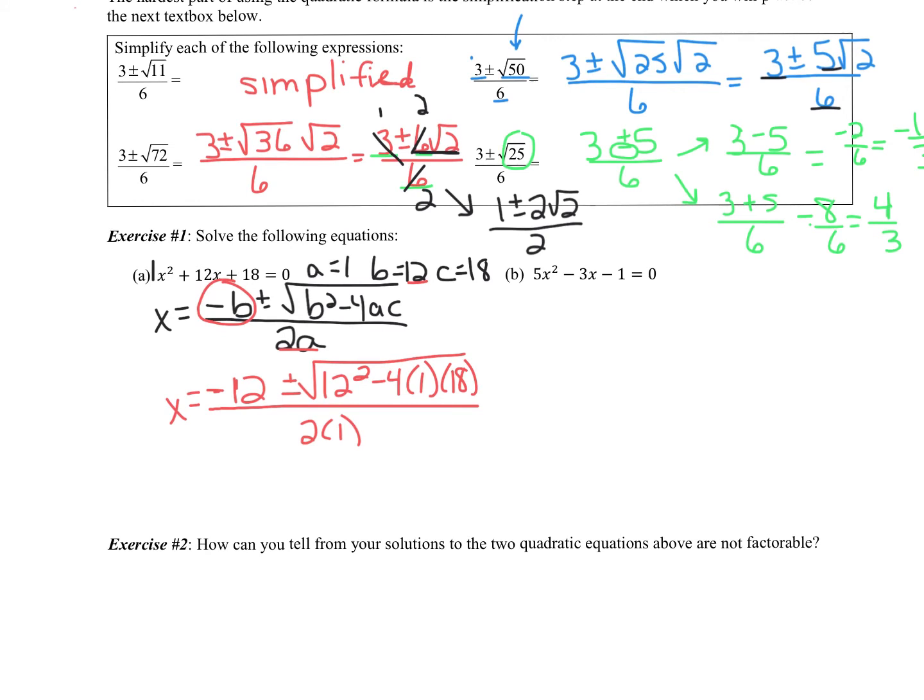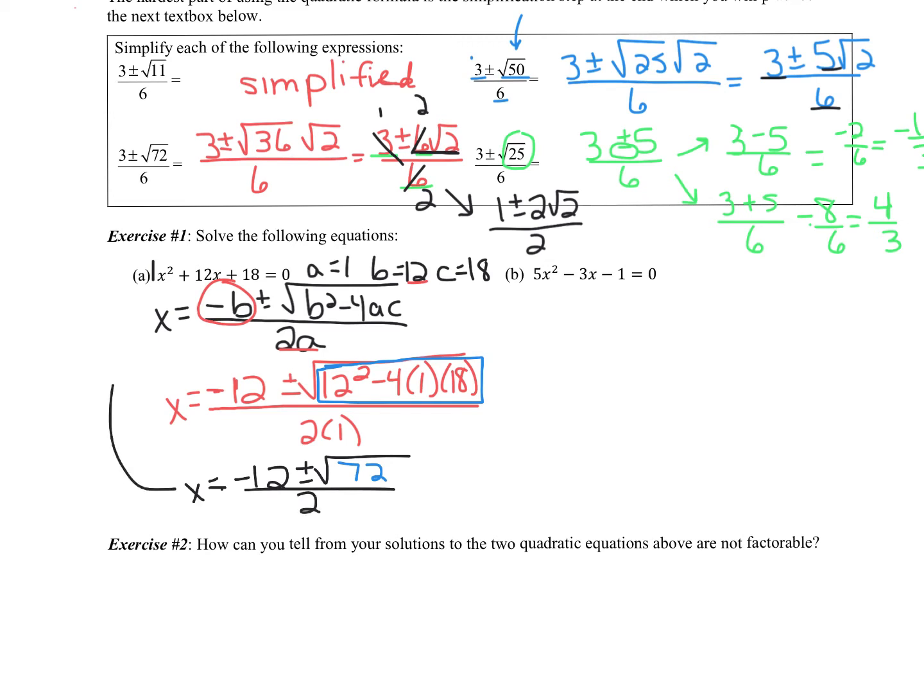So once I get that far, my recommended method for finishing the simplification is to type this directly in your calculator. So you're going to type that 12 squared minus 4 times 1 times 18 directly in your calculator to avoid any small errors. So that's going to give you, for that part, when you typed it in, so the blue is what you typed in, 72.